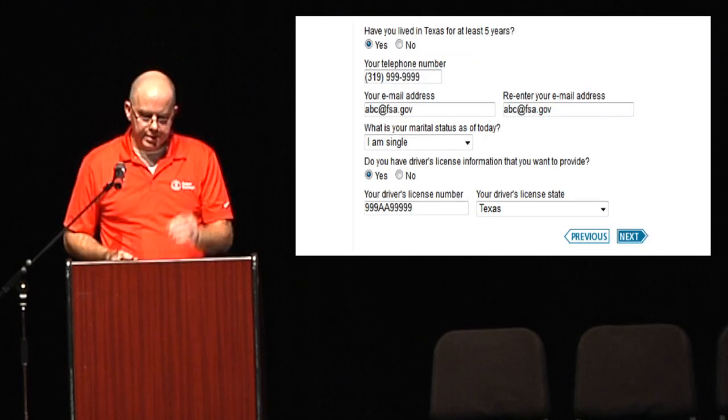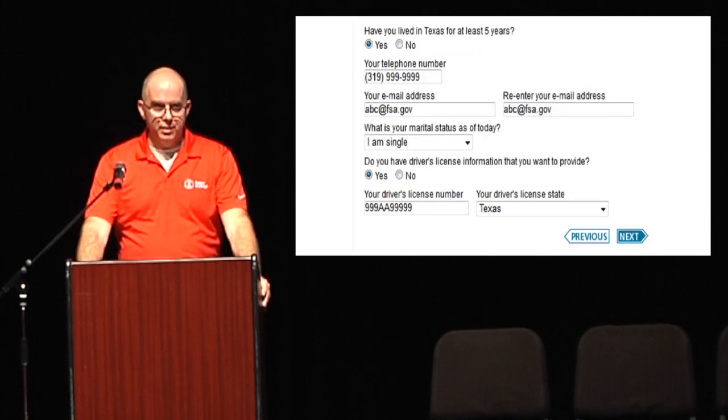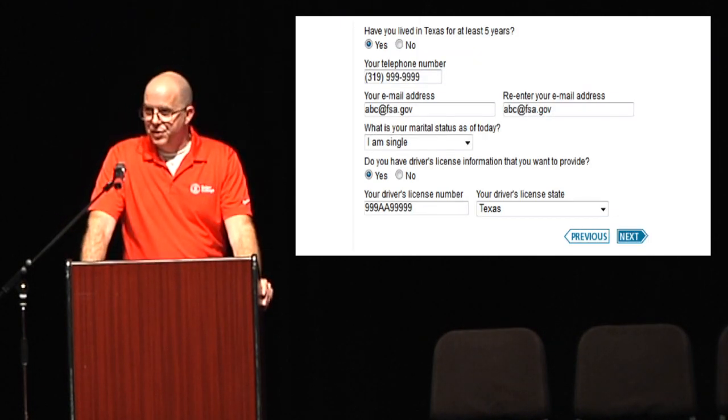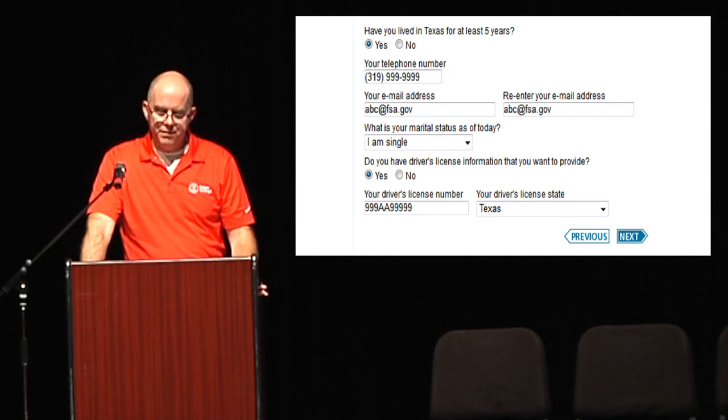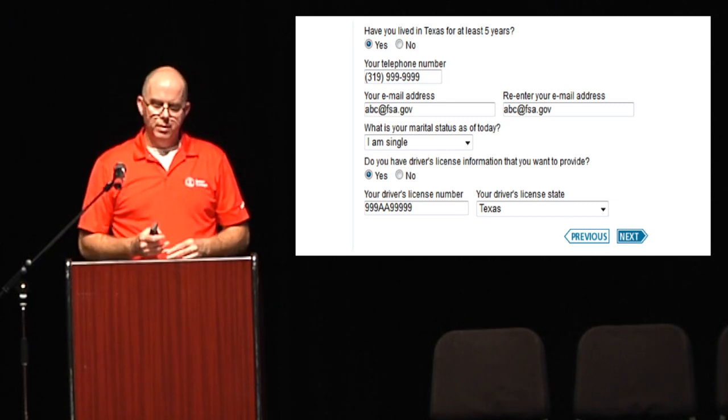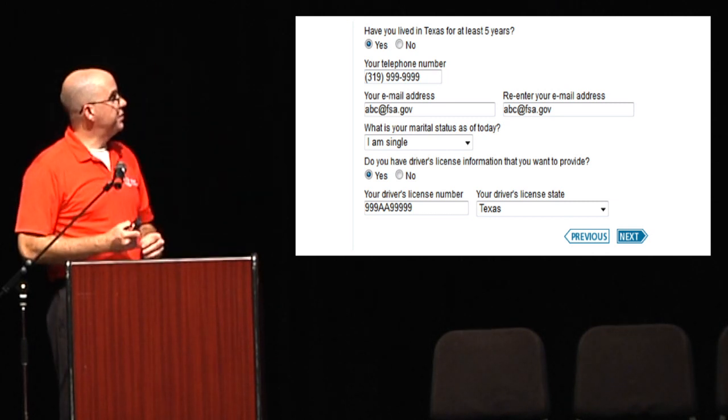Okay, clicking next. Next, they want to know, has the student lived in that state for at least 5 years? This is one of our state residency qualifying questions for state aid. So we're going to pretend that the student lives in Michigan, lived here the whole life, so we're going to answer yes.